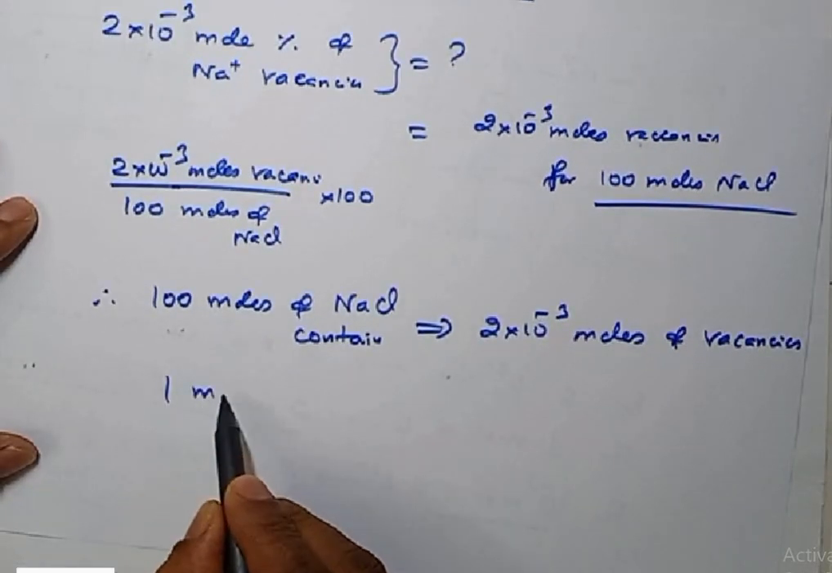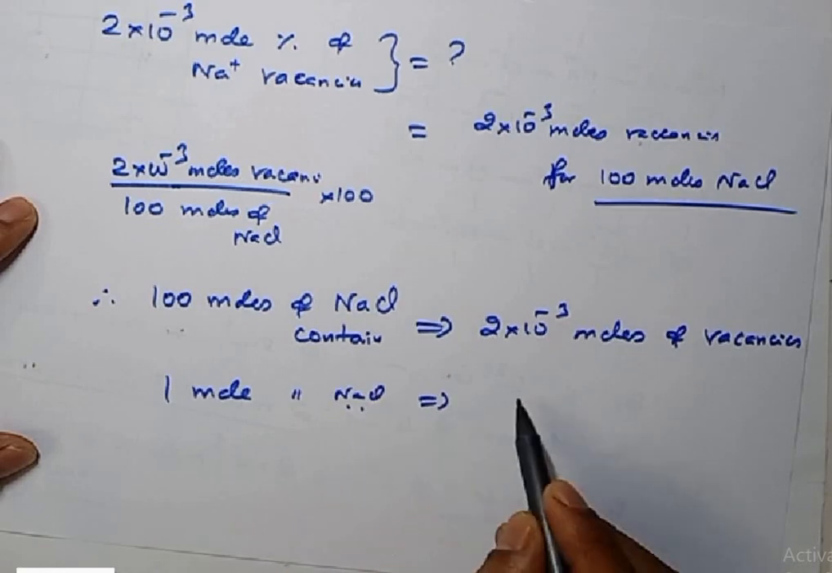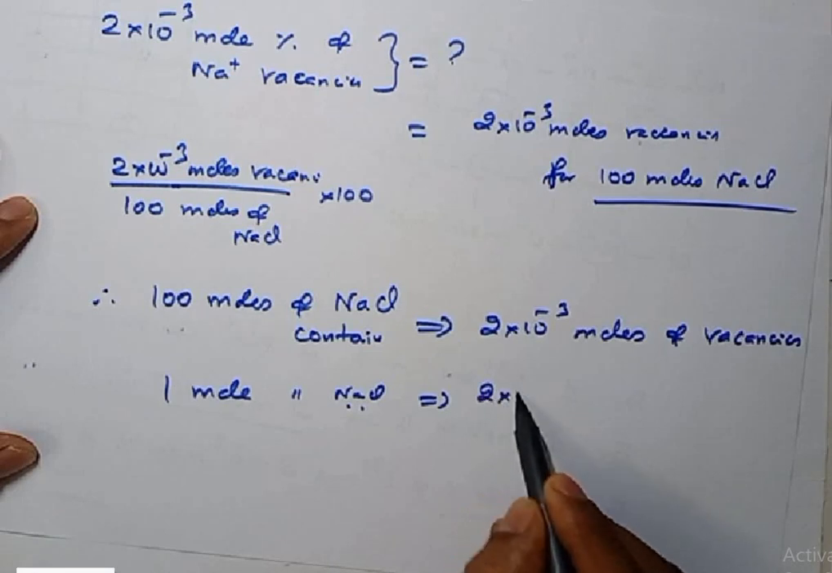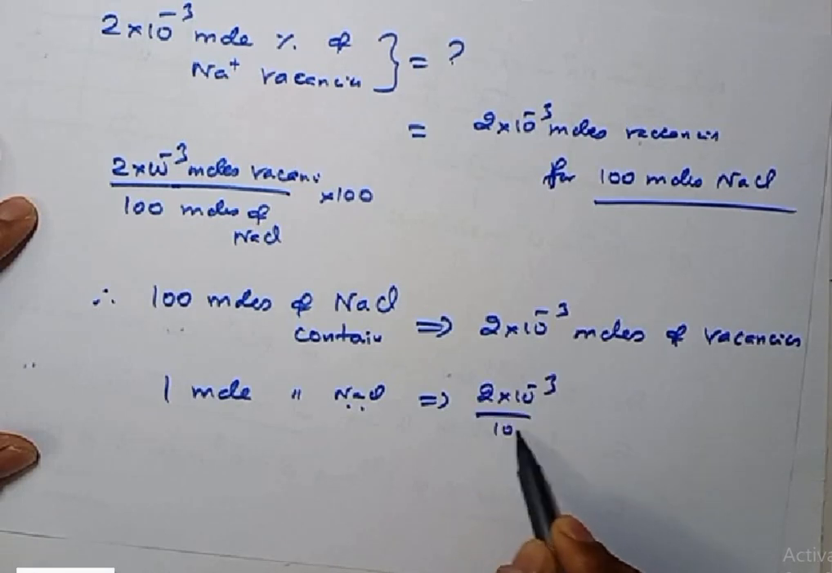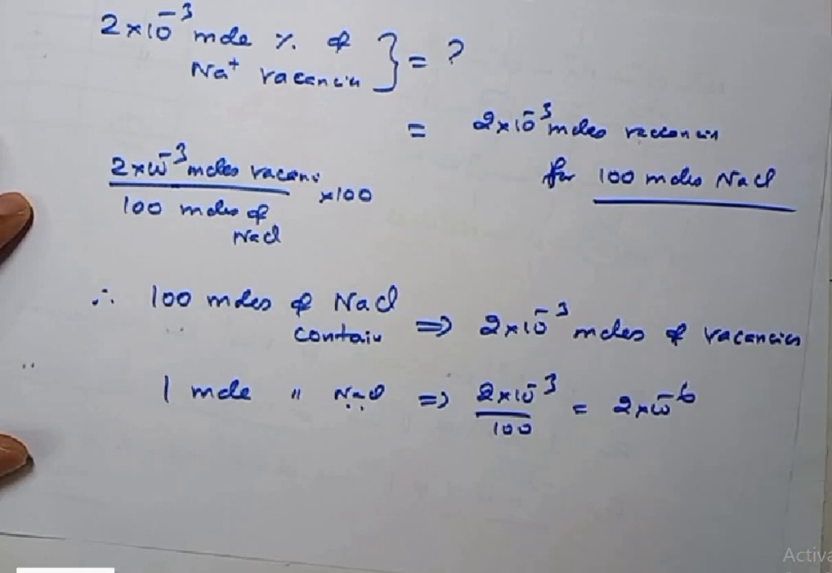Therefore, 1 mole contains how much? 1 mole of sodium chloride contains, this is 100 moles, okay? So, 1 mole contains 2 into 10 power minus 3 by 100. I'll get the answer as 2 into 10 power minus 5. Is this clear?